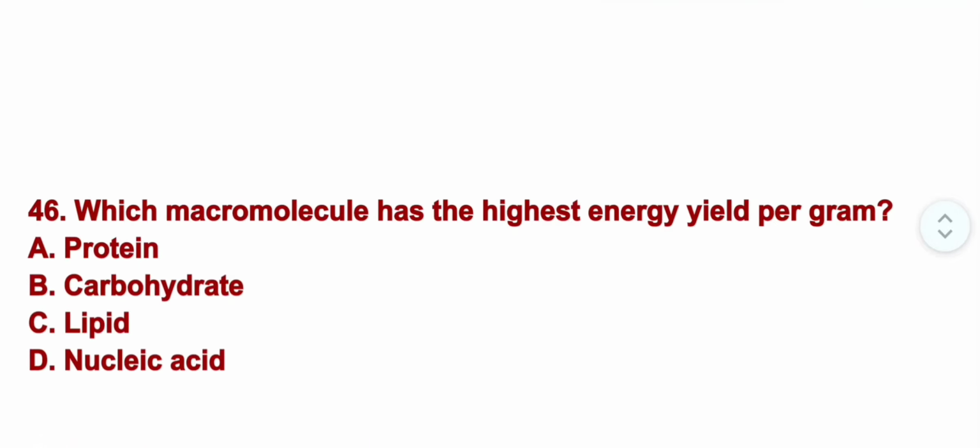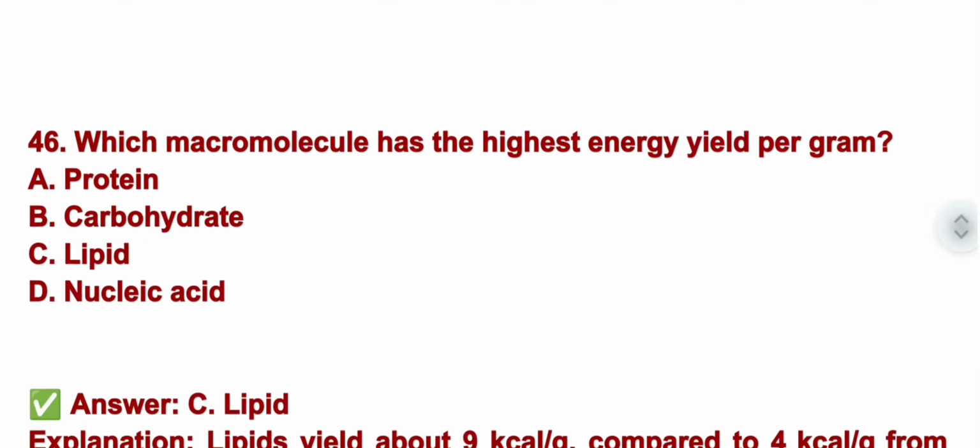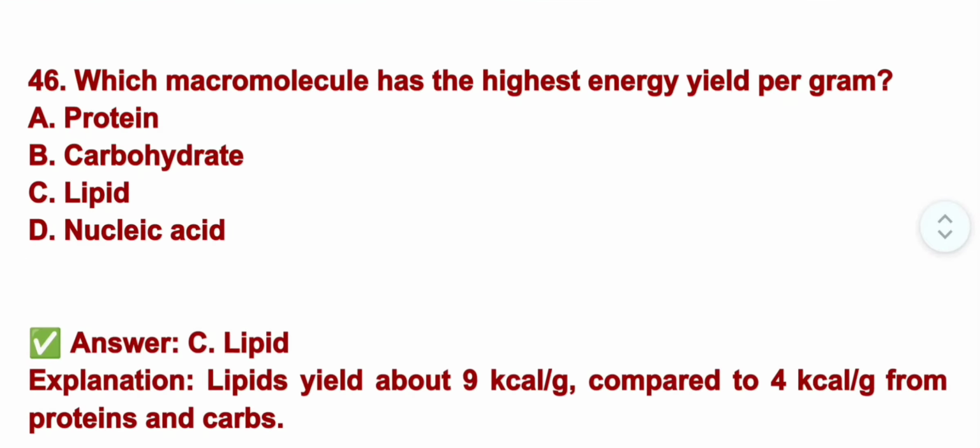Question number 46. Which macromolecule has the highest energy yield per gram? The correct option is option C, lipids. Lipids yield about 9 kilocalories per gram compared to 4 kilocalories per gram from proteins and carbs.